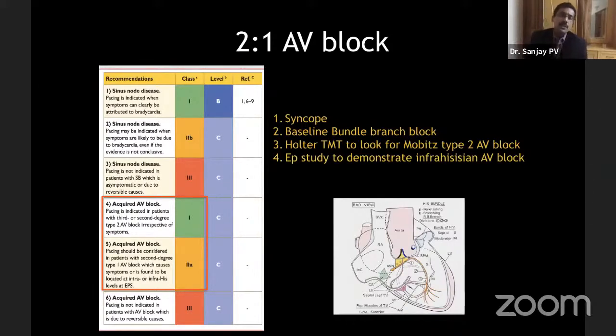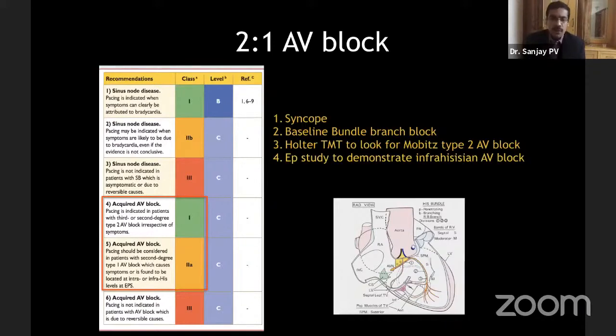So in a patient with a 2:1 AV block, where you're not able to determine whether it's a Mobitz type 1 or type 2, you look for the history of syncope, definitely give priority to that history, and make sure it's not vasovagal. If the patient has a baseline bundle branch block, be it right bundle or left bundle, that again indicates that there is some disease below the AV node, in the infra-Hisian conduction system.